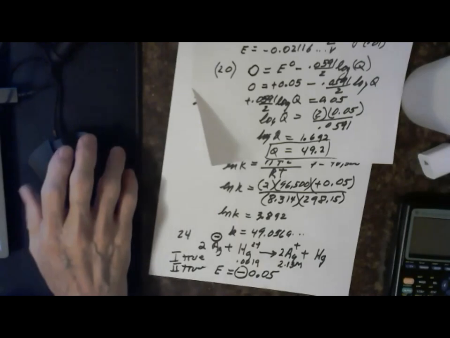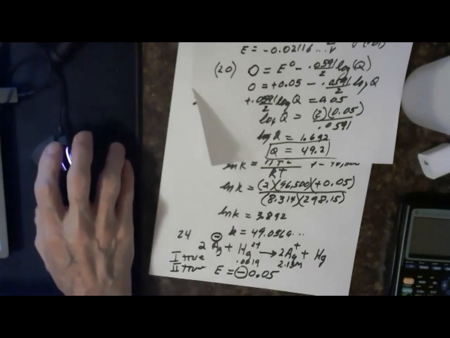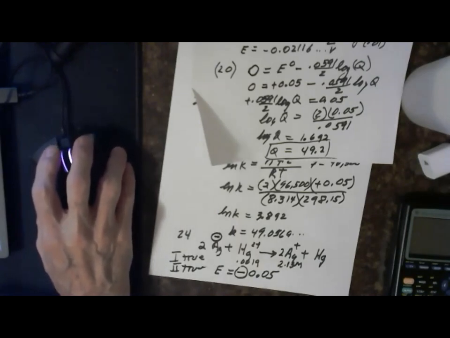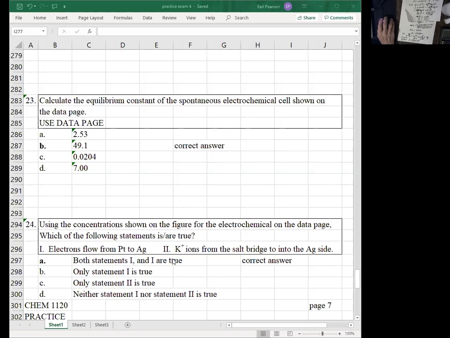And that's the correct answer if we look over here. You can see both statements are true is marked as the correct answer. So the electrons do flow from the platinum wire to the silver, and the cations are going to move into that silver compartment too, in order for that to remain charge neutral. Okay. All right.